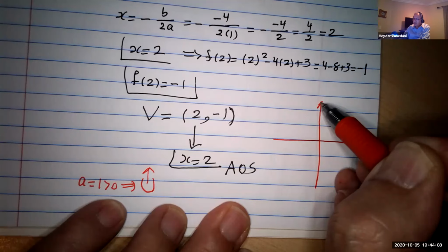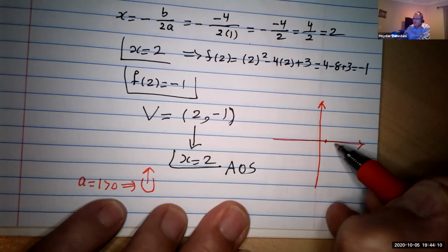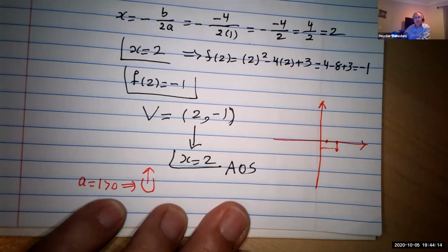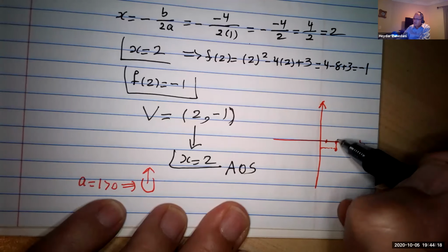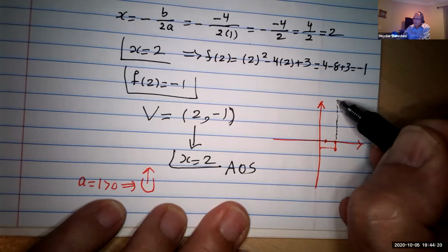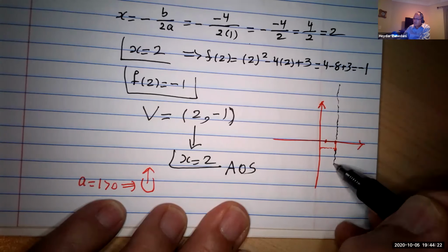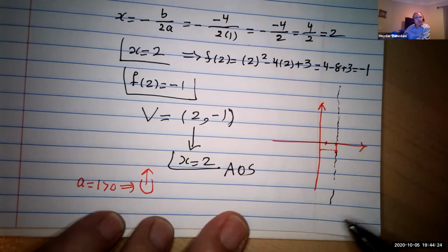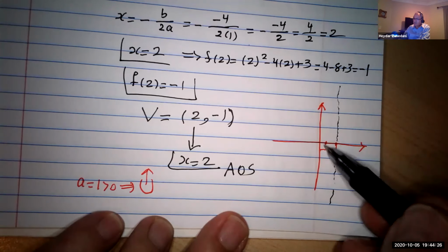Locate the vertex, (2, -1). This is the vertex. Bring the mirror, the vertical line. Axis of symmetry. You know that the graph, with this vertex, is going to be curving up.